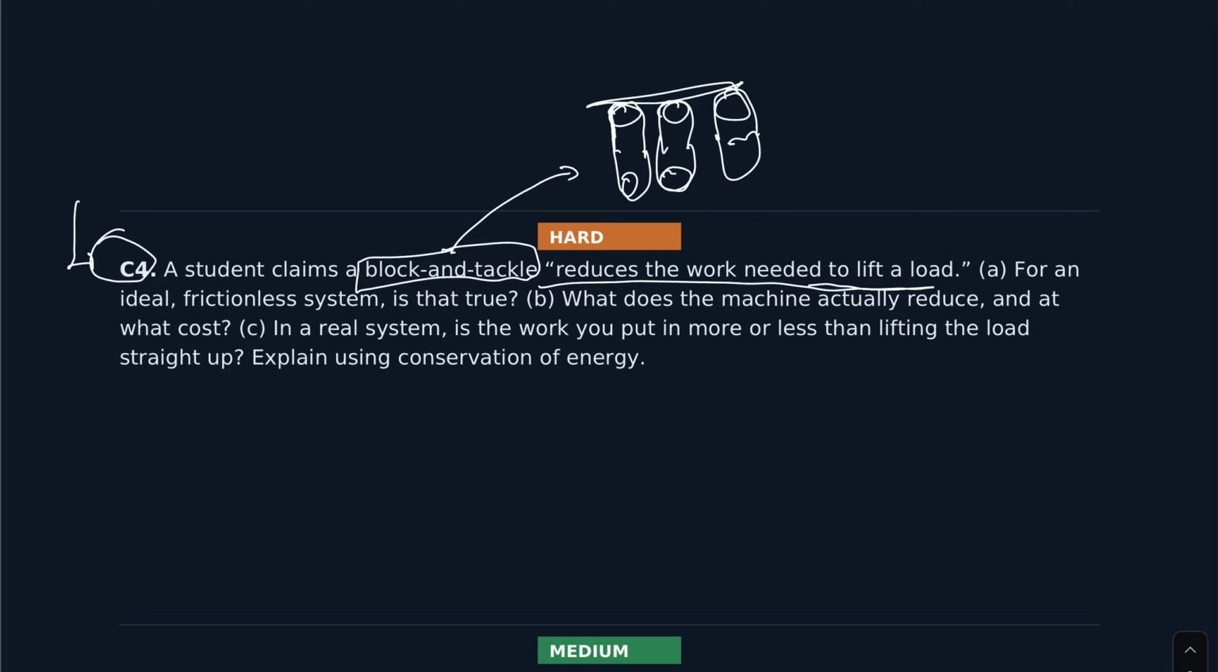Okay. Then these are fixed. These are movable. So there's multiple scenarios, but this is one of the scenarios, okay? Just think of them as pulleys if it's confusing you. Just a set of pulleys. For an ideal frictionless system, is that true? Does it reduce the work needed to lift a load? Now, for an ideal frictionless system, okay, so it's an ideal system. Does it reduce the work needed to lift a load?